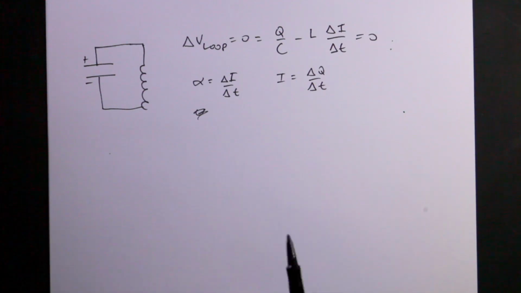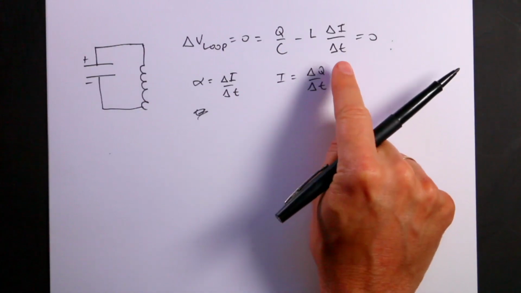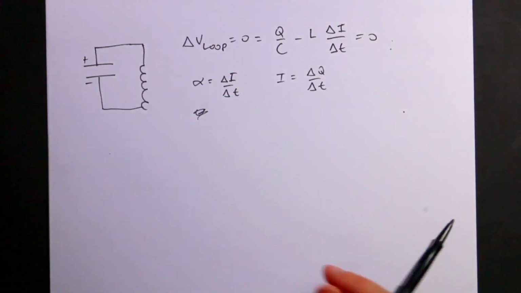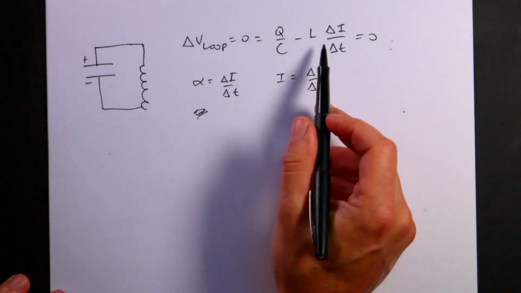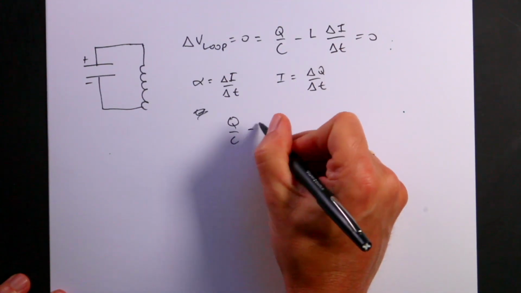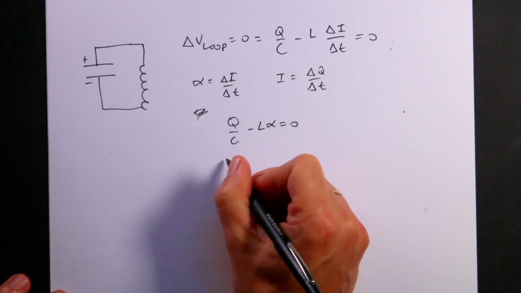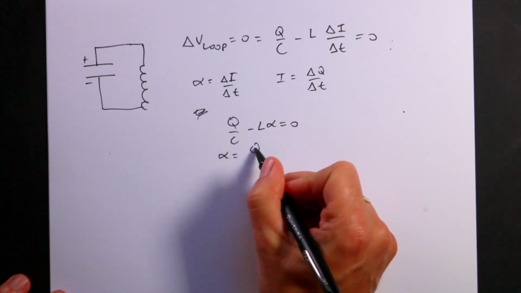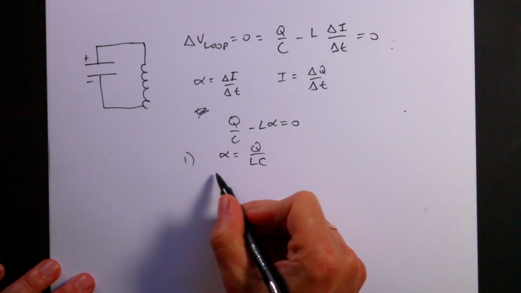Okay, so you can think of charge as position, I as the velocity, and delta I over delta t as the acceleration. That's why I used alpha. So it's not, but it's a lot like that mathematically. So that means this equation becomes Q over C minus L alpha equals 0. I'm going to solve this for alpha, and if I move that to the other side, I get alpha equals Q over LC. This is my first step.